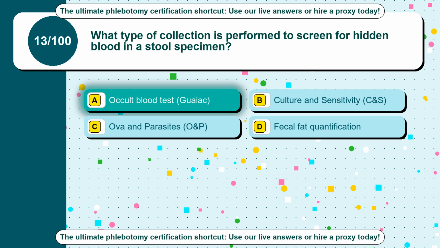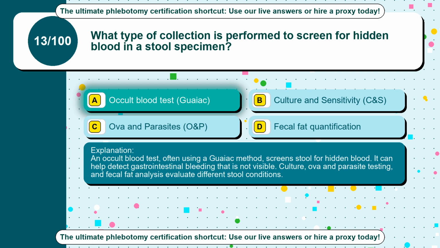The correct answer is option A, occult blood test, GWAEC. An occult blood test, often using a GWAEC method, screens stool for hidden blood. It can help detect gastrointestinal bleeding that is not visible. Culture, ova and parasite testing, and fecal fat analysis evaluate different stool conditions.